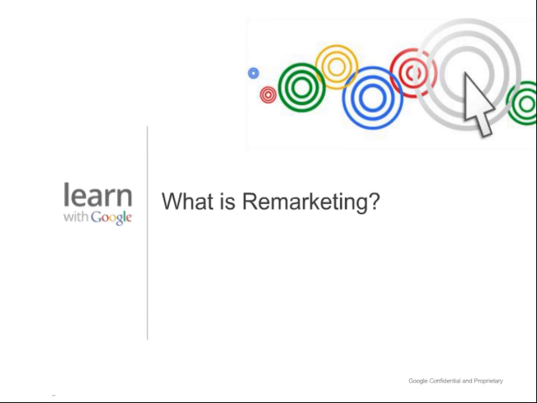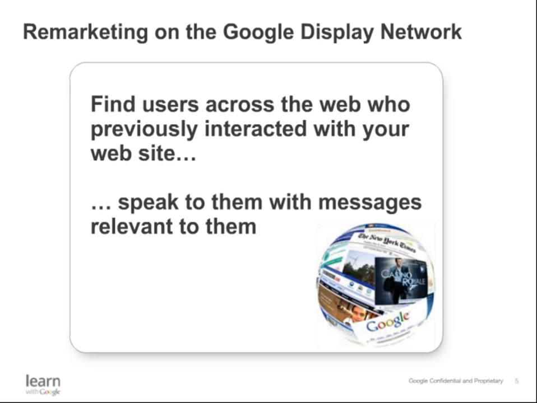So, what is remarketing? If we could sum up remarketing in one sentence, the way we would put it is that it's a targeting technology that allows you to find users across the web who have previously interacted with your website and speak to them with messages that are relevant to you. So what we're saying is that it's a targeting technology that allows you to figure out what users are doing on your site, how they're engaging with your brand, and then allowing you to speak to them with a very tailored message based on all of those behaviors that they've shown.